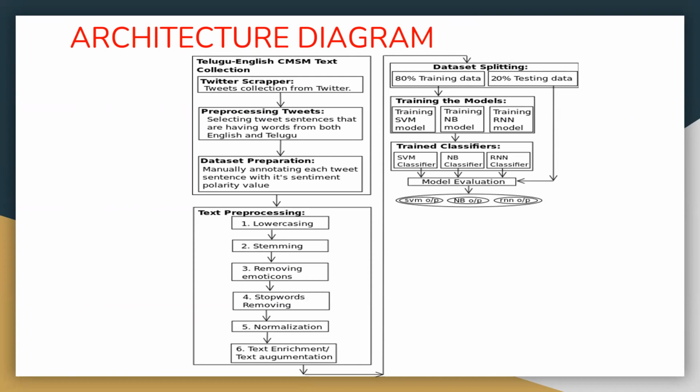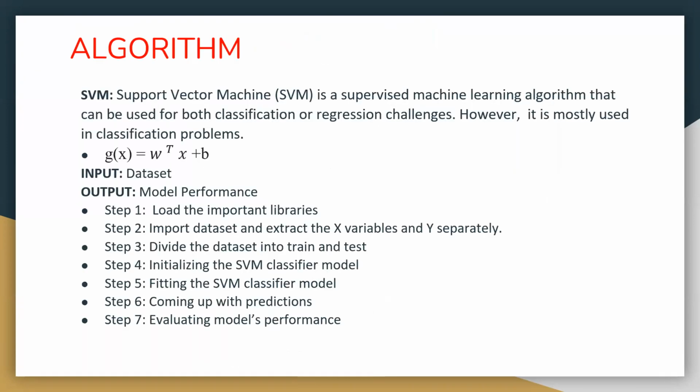And then we split the dataset into 80% training data and 20% testing data. Then we train the models: training the SVM model, training the NB model, and training the RNN model. Then we classify using the trained sets, that is SVM classifier, NB classifier, and RNN classifier. And we evaluate the models using metrics like accuracy, precision, like that.